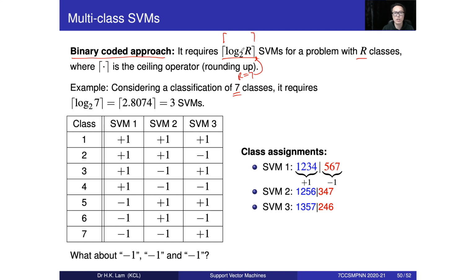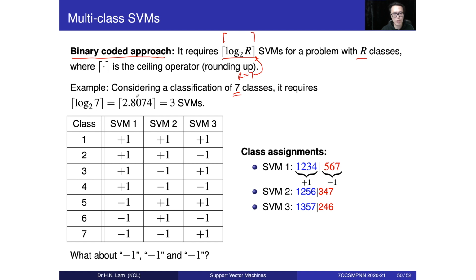Substitute that into this equation. This expression will give you 3. So we require 3 SVMs to construct this multiclass SVM classifier. And now take a look at this table, where we are going to assign the code to represent the class.